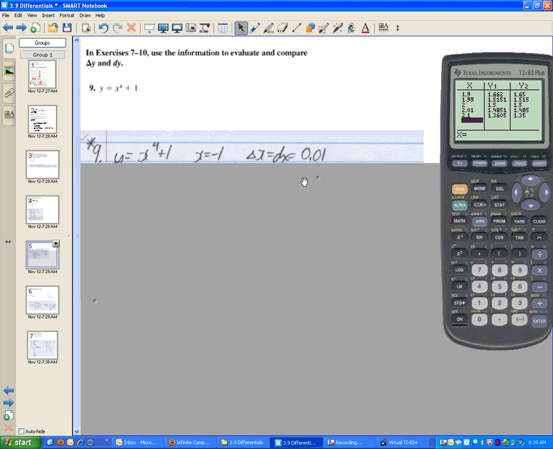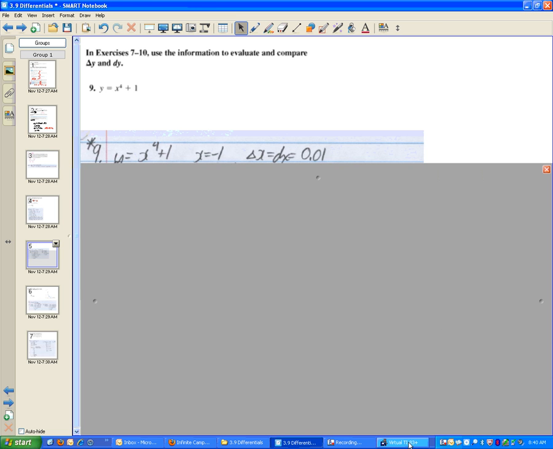In exercises 5 through 10, use the information to evaluate and compare delta y and dy. Because delta x equals dx, but not so with the y's. So we have two different definitions. We have a definition of delta y. We have a definition of dy. For number 9, y equals x to the 4th plus 1. They tell us that x equals negative 1. And they tell us, where am I getting this from? Oh, yeah, it's just written out in the question.